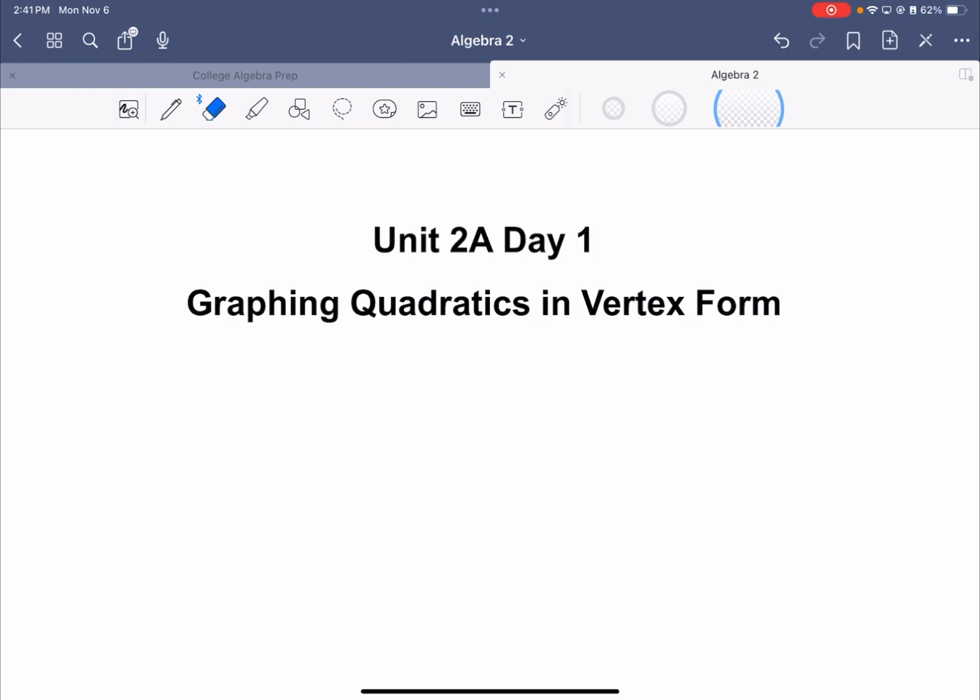So today we've got Unit 2A, Day 1. I want to say it's an 8-9 day unit. I think there's 7 days of stuff, and then a quiz, or a day of review. But it's all about quadratics and how we graph quadratics that are in different forms. So today we're going to talk about graphing quadratics that are in vertex form. Tomorrow we'll talk about graphing quadratics that are in standard form.